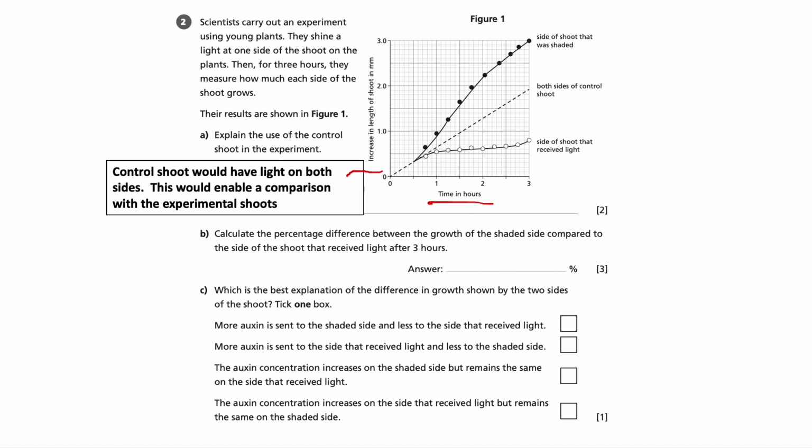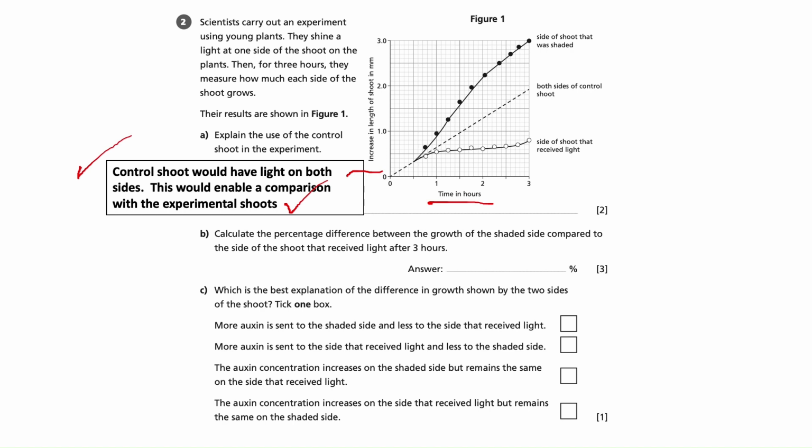And the idea of that is it would allow us to enable comparison with the experimental shoots. We can make sure that shining the lights on different sides is actually making a difference and it's not some other factor affecting the experiment. So for 2 marks here, we get 1 mark for saying would have a light on both sides and a second mark to say it will enable a comparison with the experimental shoots. That gives us 2 marks available for this question.